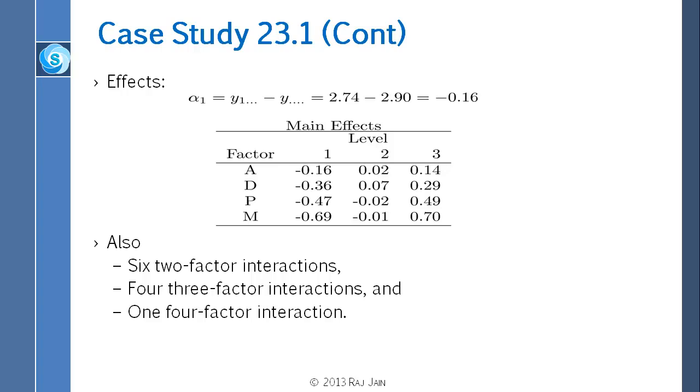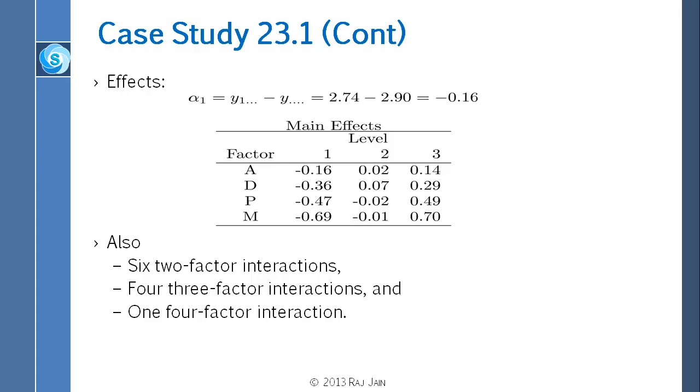So now what we have done is total we have 4 times 3, 12 numbers. These are simply the main effects. Now we need 6 2-factor interactions, 4 3-factor interactions, and 1 4-factor interaction. The 1 4-factor interaction obviously would be ADPM. Let's see, the 6 2-factor interactions would be AD, AP, AM, DP, DM, and PM.